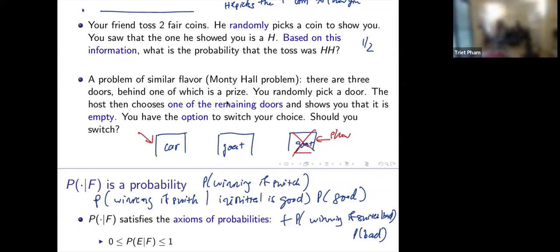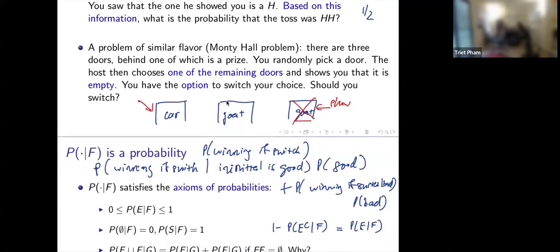Clearly, your initial choice will affect your probability of winning if you switch. So let's see. Of course, the probability that the initial choice is good is 1/3. So this is 1/3.